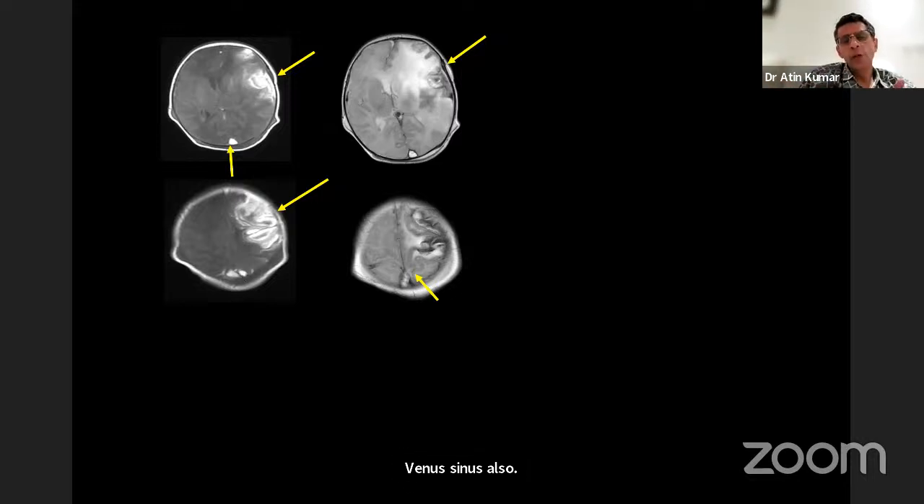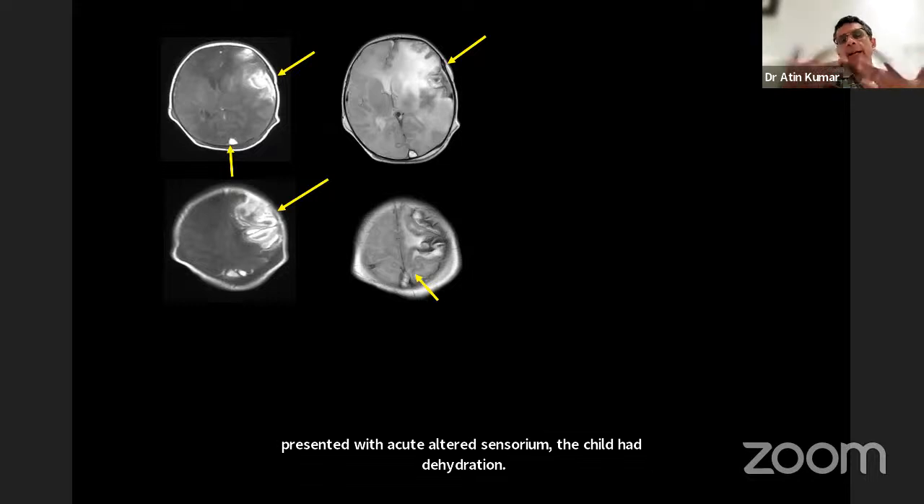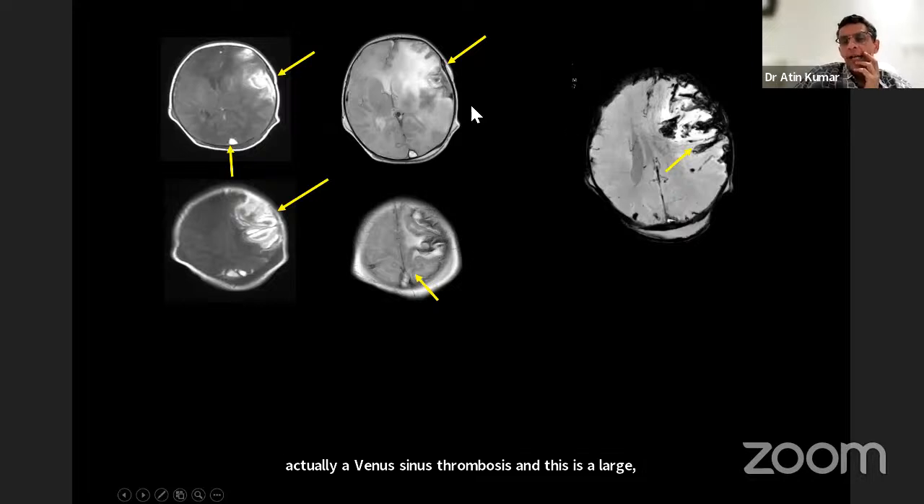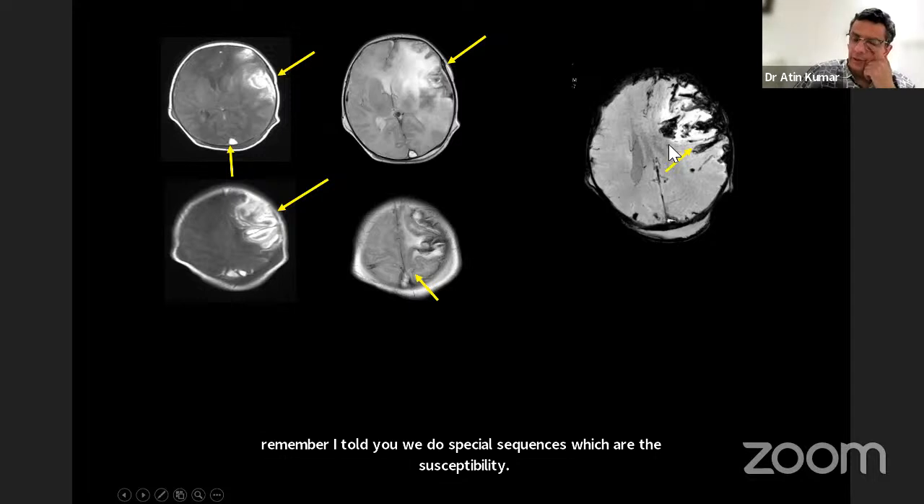So combining the two, if I tell you this child presented with acute altered sensorium, the child had dehydration before that and shows features of raised ICP. By seeing these images, we know that the child most likely has had a venous sinus thrombosis, and this is a large parenchymal bleed, a venous hemorrhagic infarct which had occurred. Again, when we're talking about bleed, if you remember, I told you we do special sequences, the susceptibility weighted sequence, and we can very clearly detect the bleed in this particular case here.